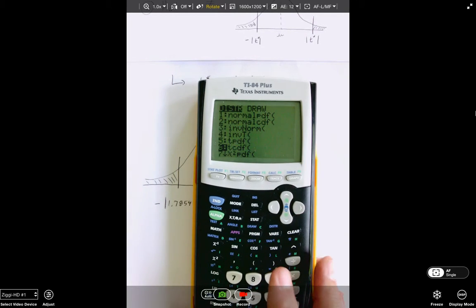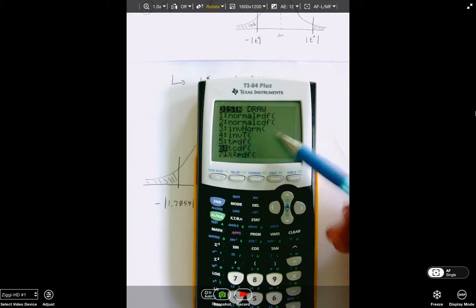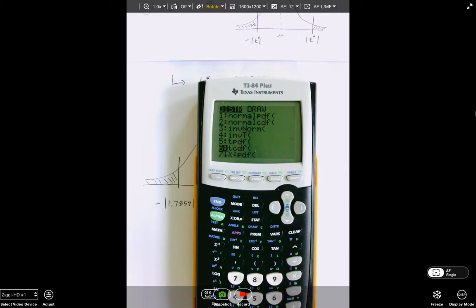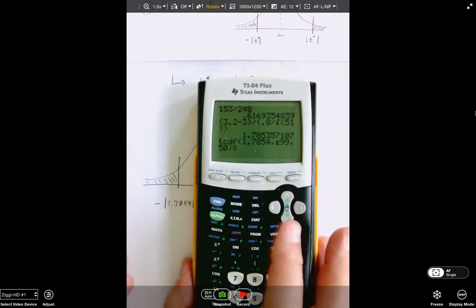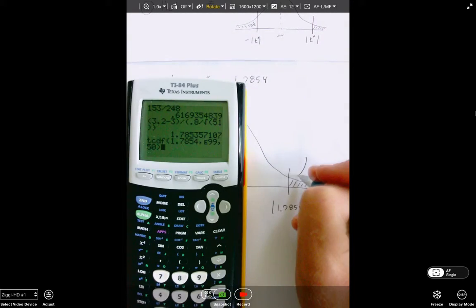So guys, down here we got something called a t-CDF, which is the equivalent of the normal CDF. We use normal CDF if we're using a z-distribution, t-CDF if we're using the t-distribution. So I want the 1.7854 up to infinity. And these things are a function of degrees of freedom, not 0 and 1, so I have to use degrees of freedom. So what I'm doing here is I'm finding this area right here.